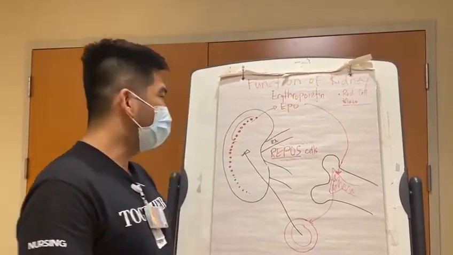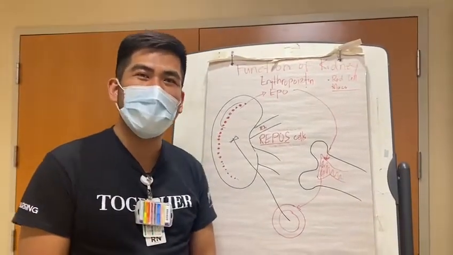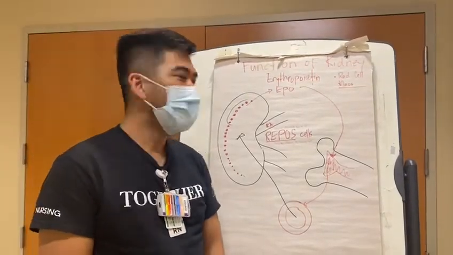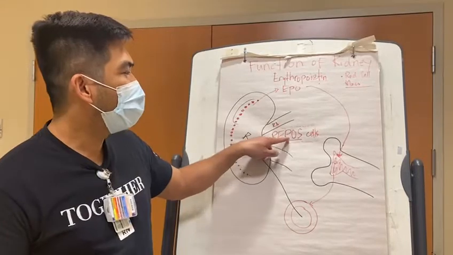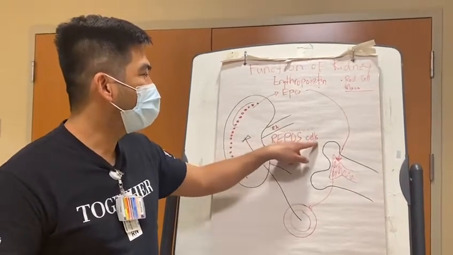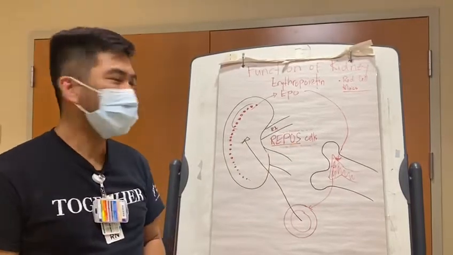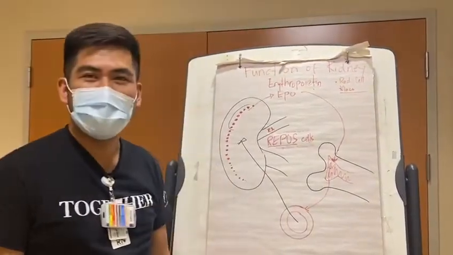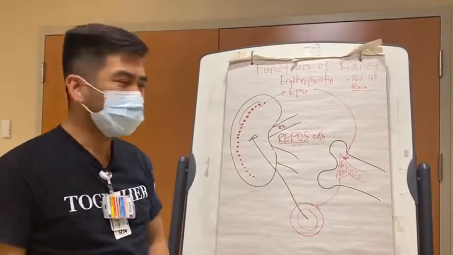In our kidneys, we have what we call the REPO cells. REPO cells stands for renal EPO-producing oxygen-sensing cells, or REPO cells to cut it short. These are a group of fibroblast-type cells. They are located in the cortex of the kidneys.